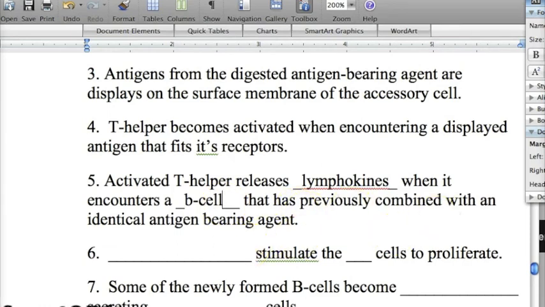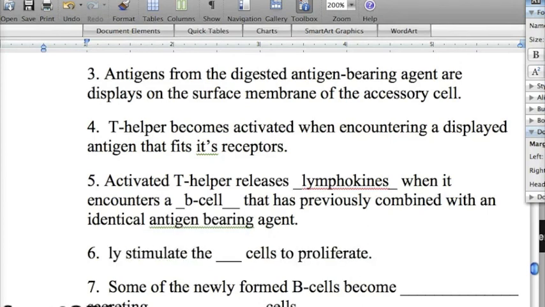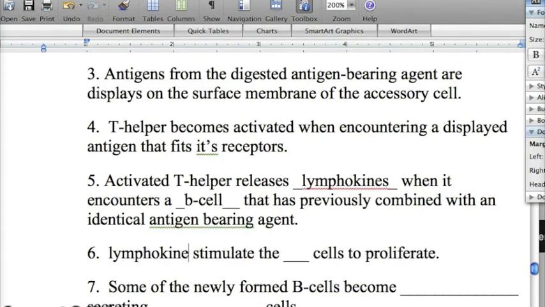So here's the story. The T cell hooks up with this antigen-bearing agent, recognizes it, says, hey, I know triangles, and it cruises around looking for another cell that perhaps knows triangles. So the T cell and the B cell get together, they say, hey, I know triangles too, and then that T cell is going to help stimulate that B cell to make more of itself. So that activated T cell releasing its lymphokines, the lymphokines, I'll show you a picture in a sec, stimulate the B cells to proliferate.